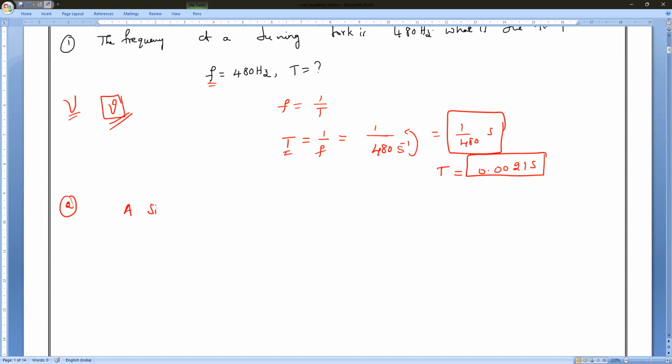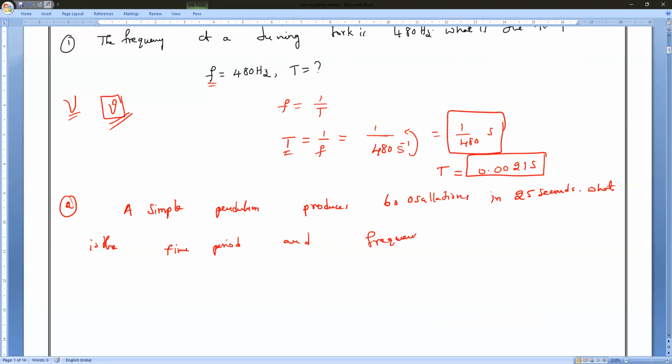A simple pendulum produces 60 oscillations in 25 seconds. What is the time period? These kinds of questions are very important. Time period and frequency of a pendulum. What is the time period?